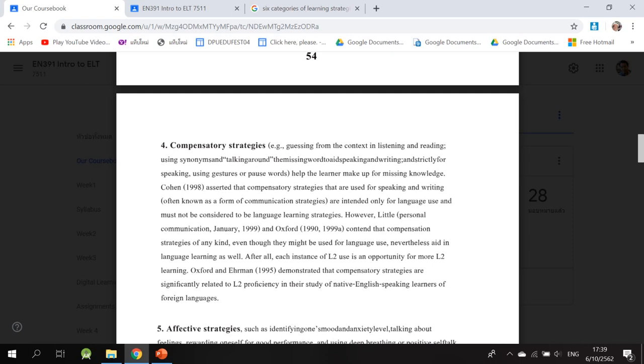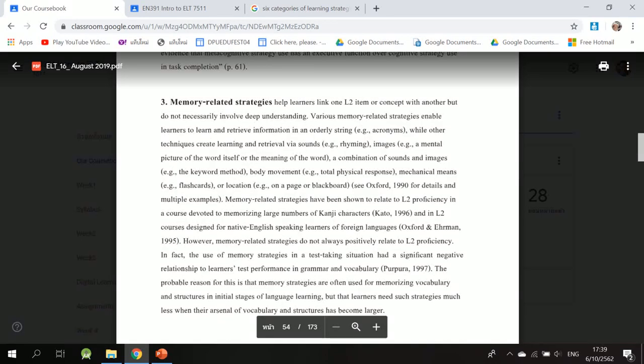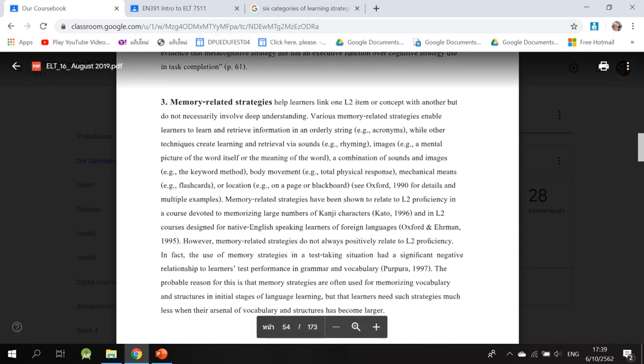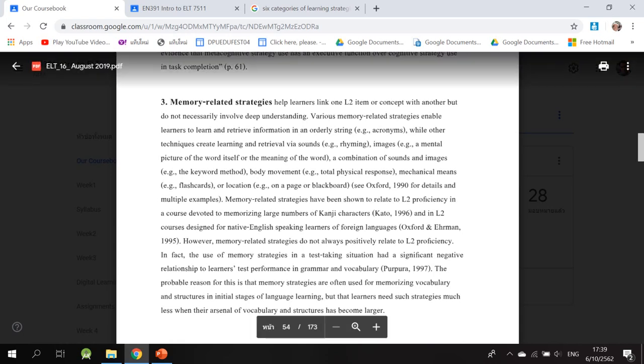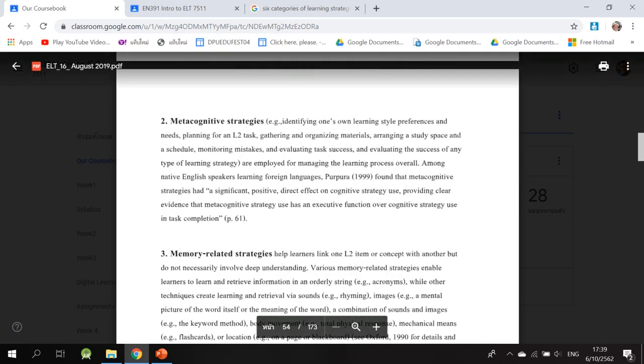Compensatory strategies, guessing from the context in listening and reading. Yes, I usually guess from the context too, but guessing from the context may not be enough. Okay, and memory related strategies I use a lot because I learn many languages. I use a lot of mnemonic techniques. I think we did talk about this in one of the topics we did earlier this semester on memory and SLA. I use this a lot.